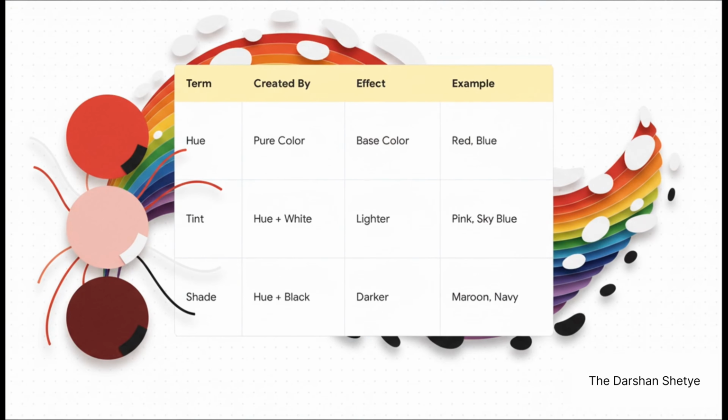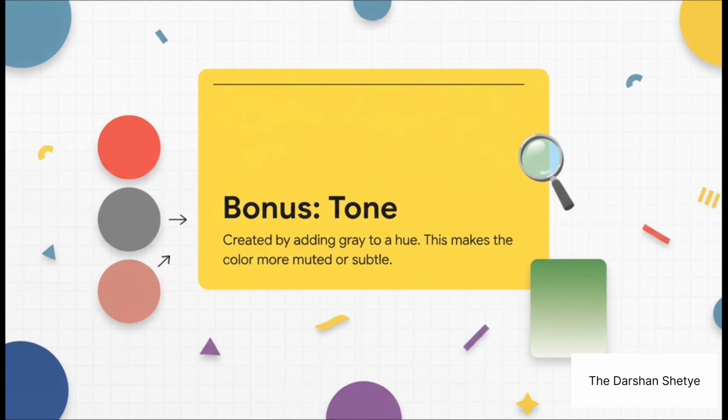And here it is, the whole shebang in one place. You start with a hue, that's your pure base color. You add white to it, and you get a tint, which makes it lighter, like pink. Or you add black to that same hue, and you get a shade, which makes it darker, like maroon. The key thing to remember is that you can't have a tint or a shade without first starting with a pure hue.